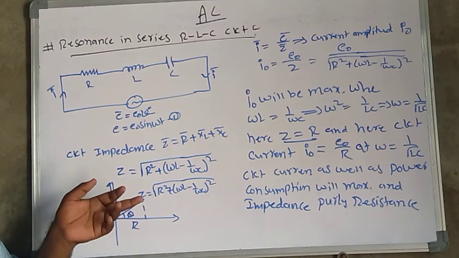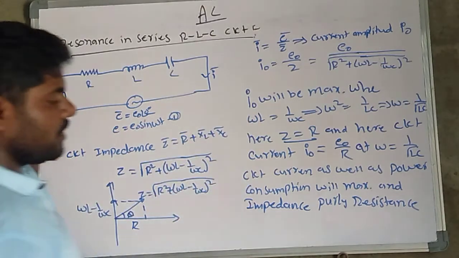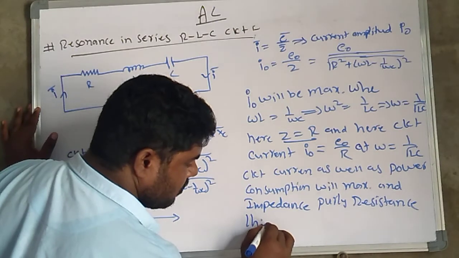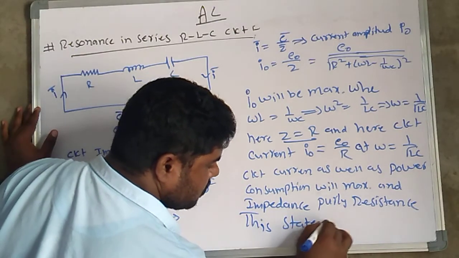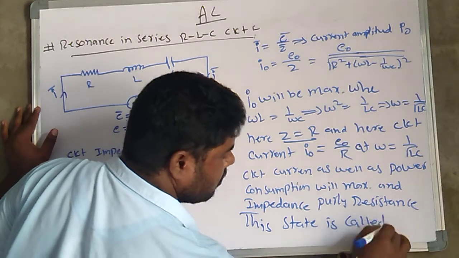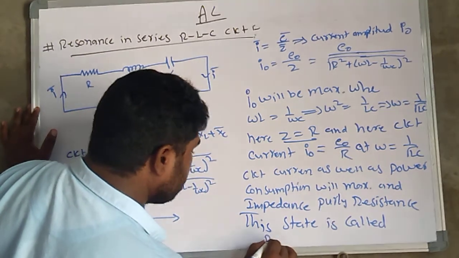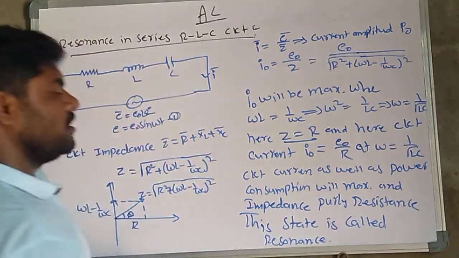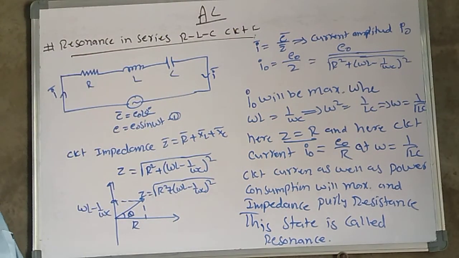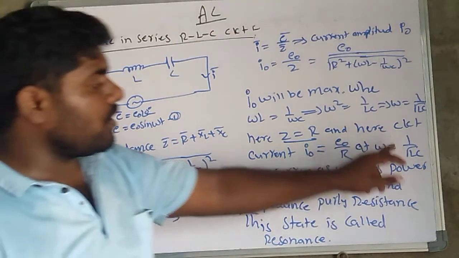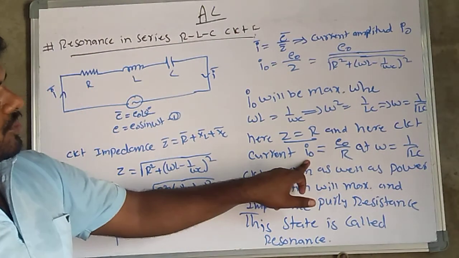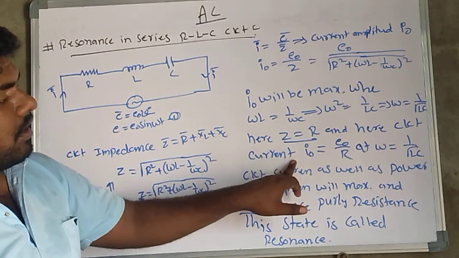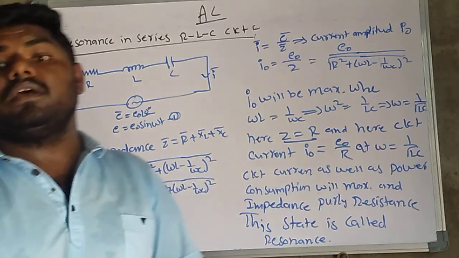This state is called resonance. Which state is called resonance? When the impedance value equals the pure resistance only, and omega is equal to 1 by root LC, I naught will be maximum, and maximum power and maximum current occur. So this state is called resonance.